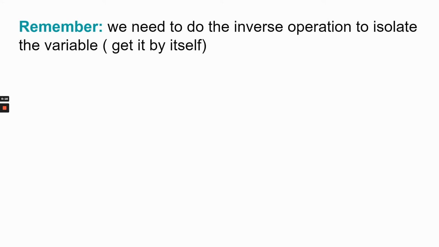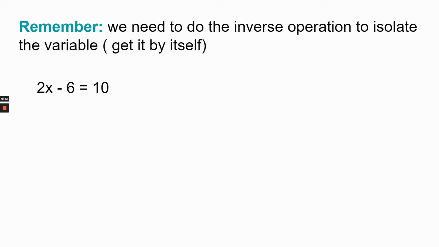As you remember, in order to solve a one-step equation, you need to do the inverse operation to isolate the variable or get it by itself. We're still going to do that with two-step equations. Like the name says, we'll just have to do two different operations. Let's look at some examples.